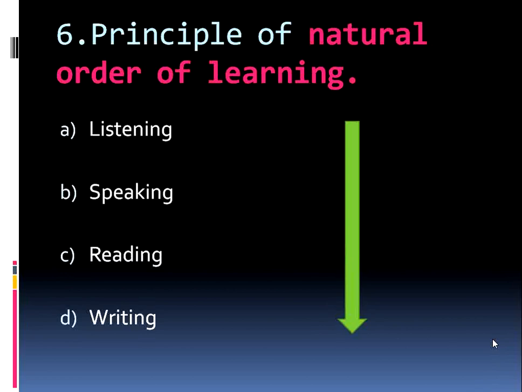Number six, the sixth principle of language teaching, is the principle of natural order of learning. What is the natural order of learning a particular language? Number one, listening. Number two, speaking. Number three, reading. And the fourth one is writing. For example, suppose our mother tongue. How do we learn speaking our mother tongue? At first we have to listen, and after listening to the words in our mother tongue, we start speaking, and after speaking, what comes? Reading, and after reading, what comes? Writing. So there is a particular sequence, a particular order, and this is the natural order of learning.